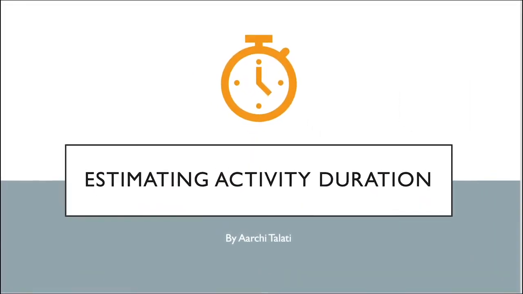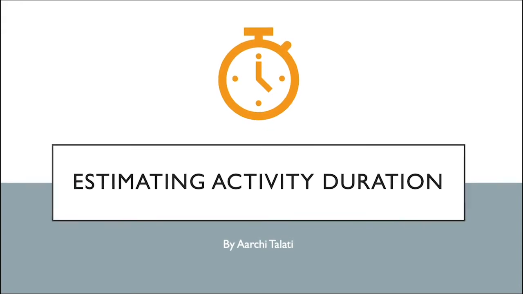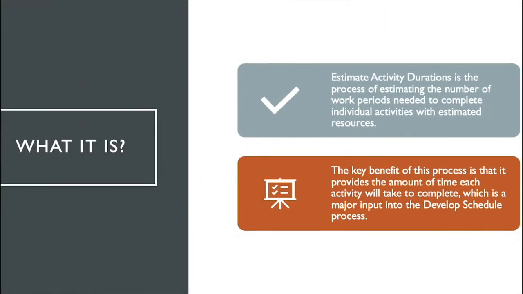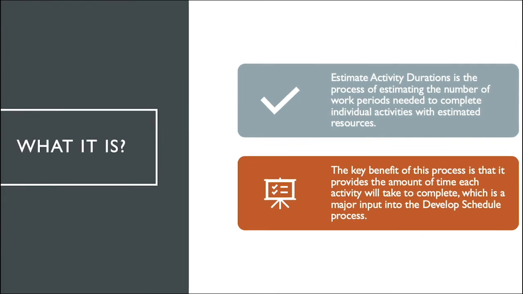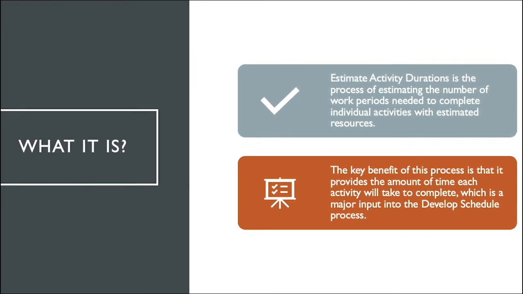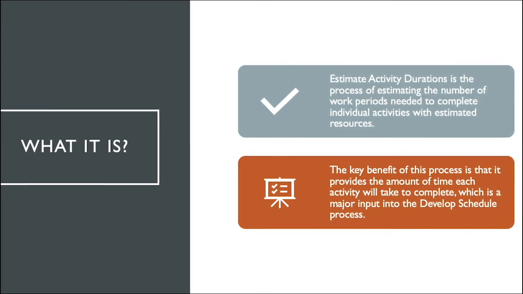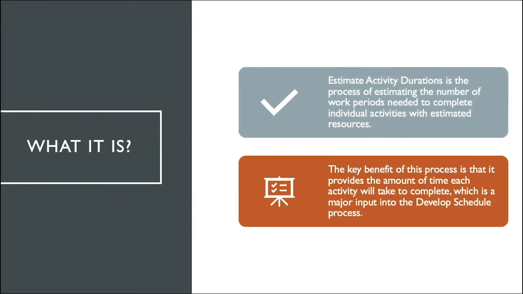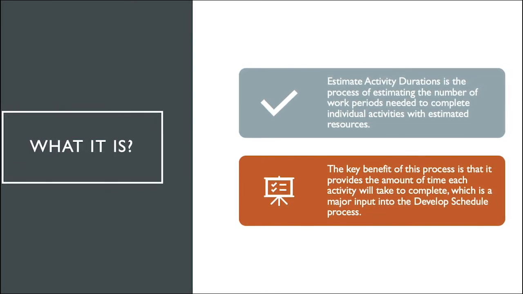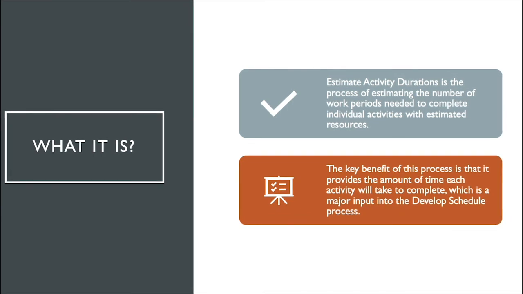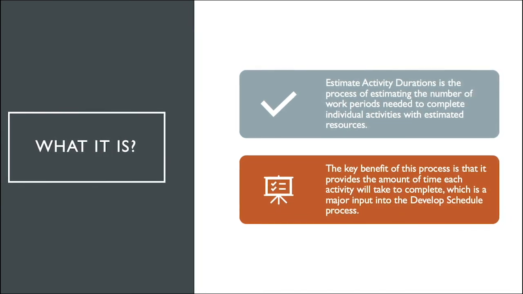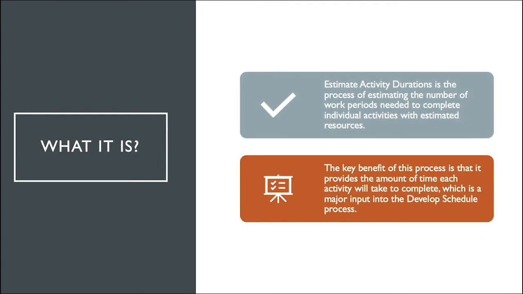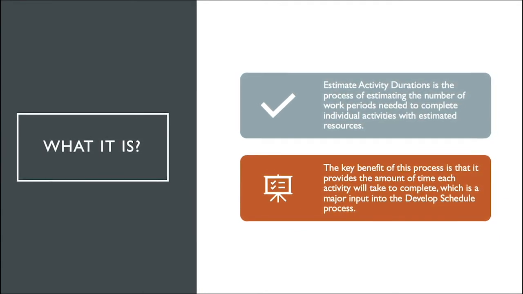After estimating activity resources, the next thing that we're going to cover is estimating activity durations. After working with the key stakeholders to define the activities, determine the dependencies, and estimate the resources, the next process in project time management is to estimate the duration of activities. It is important to note that the duration includes the actual amount of time that we have worked on the activity. So estimating activity duration is the process of estimating the number of work periods needed to complete individual activities with estimated resources, from the start time to the end.